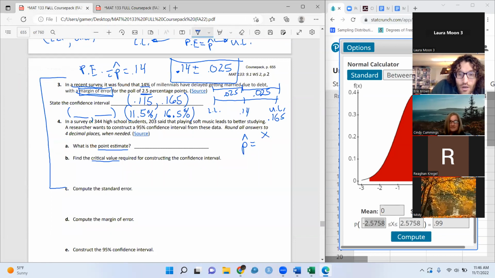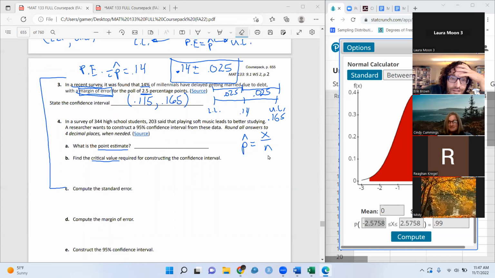Okay, so first we should step back, because remember in the chapter 8 review, the only thing we did together was write out, is this a proportion or is this a mean? So in number 4, are we working with a proportion or a mean? And how do we know? It doesn't say mean. Does it say proportion? It would be a proportion, right? How do we know? Because of the percentage.